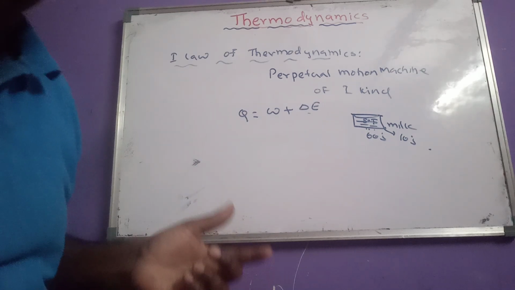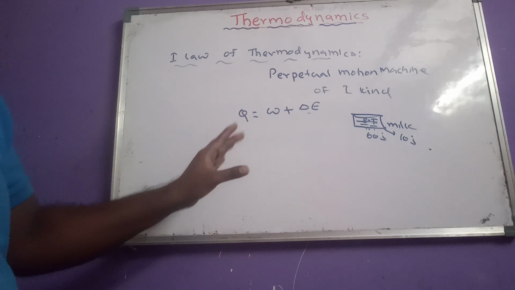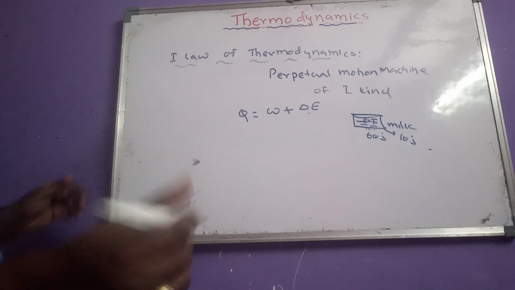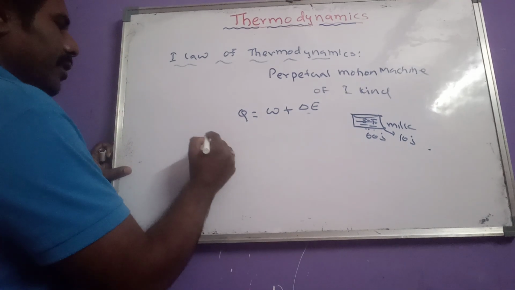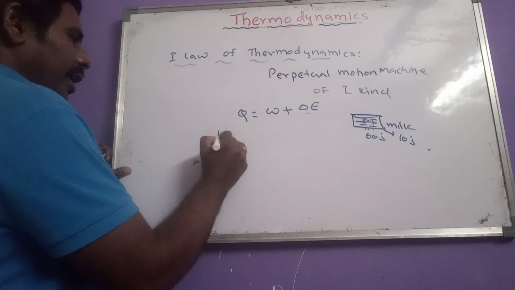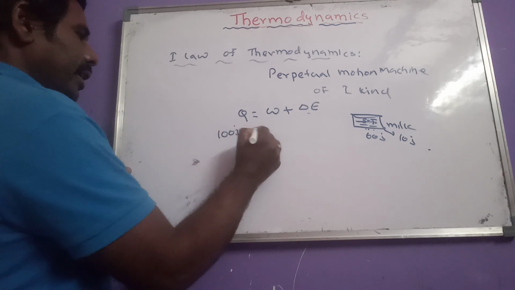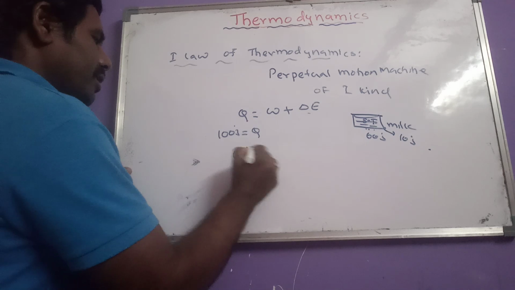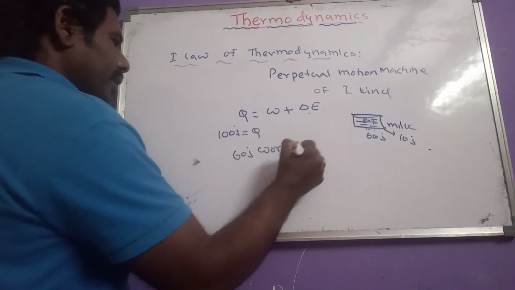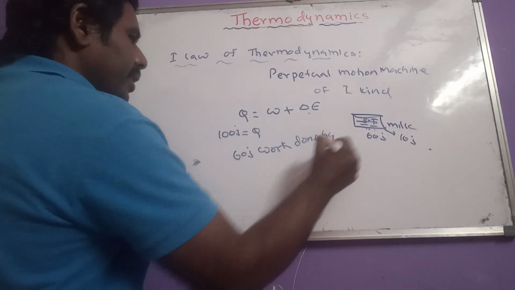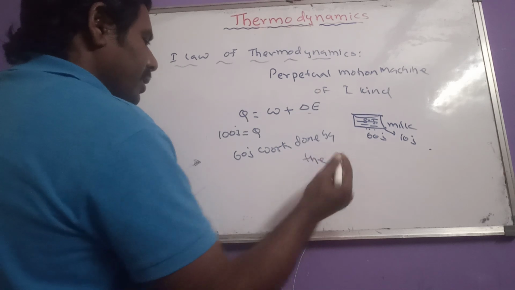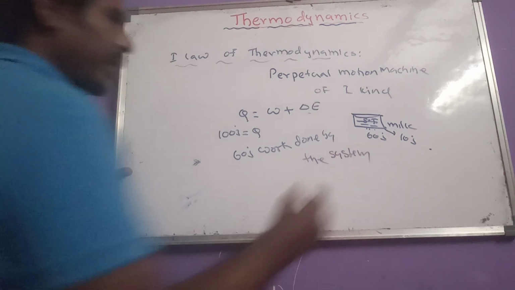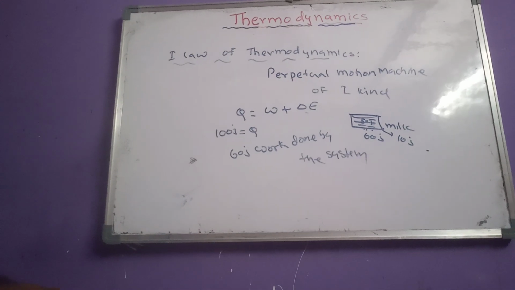But many students get confused about the answer to this type of question. Let us see one question here. For example, 100 joules of heat energy is given to a system and 60 joules of work is done by the system. Now what is the change in internal energy?